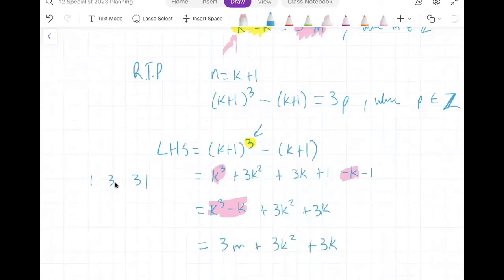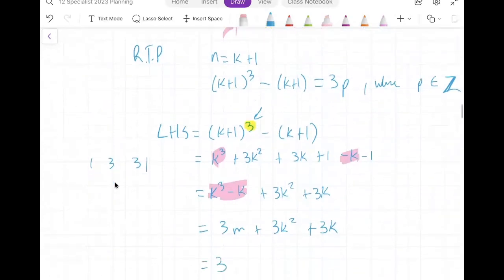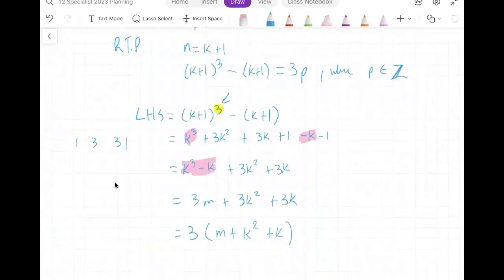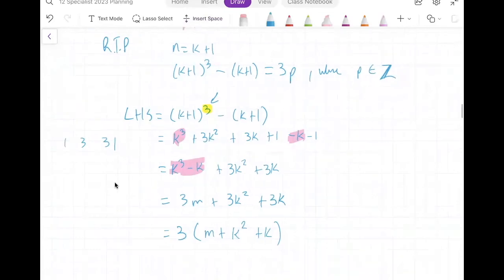Now, hopefully you can see 3 is a common factor. I'm going to get the result I'm looking for. So I take my 3 out the front. It's going to be 3 times m plus k squared plus k. Now, remember, these m's and these k's are all going to give me some whole number value. If m is a whole number plus another whole number squared plus another whole number, I'm going to get some integer as my solution.